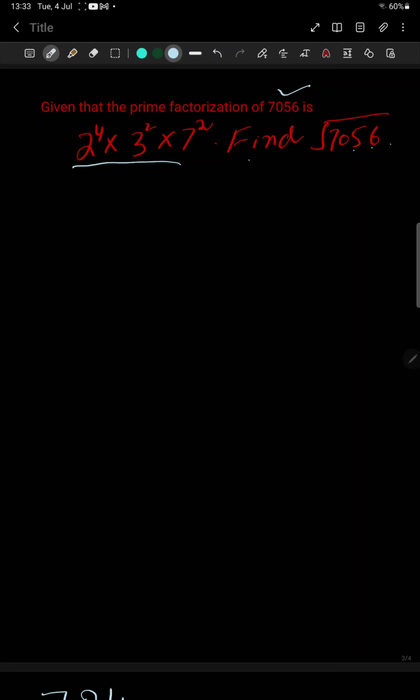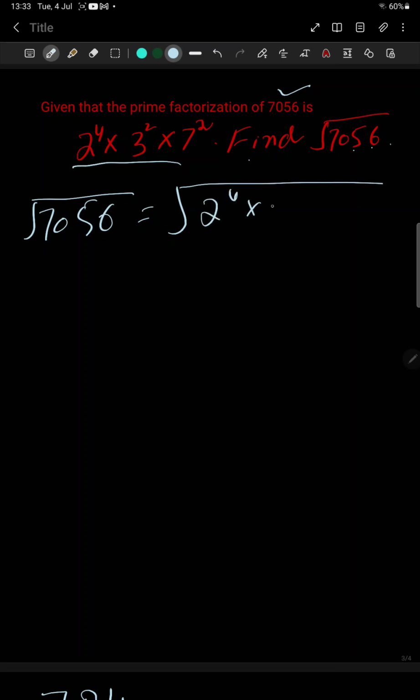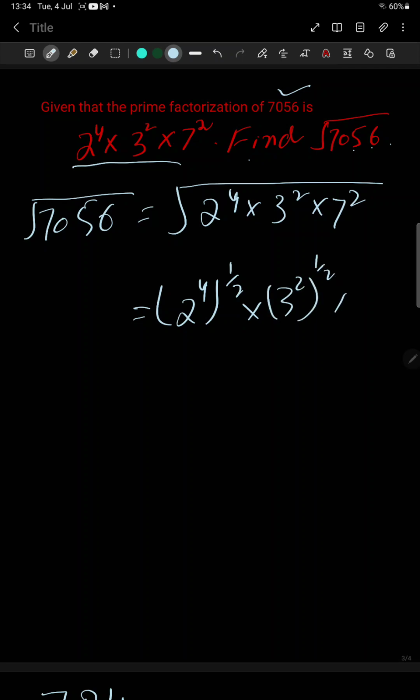So what we need to do, we will write the square root of 7056, and instead of writing the number we will write the prime factorization of this number inside the square root, and then we will write in the form of powers. This is 1 by 2, this is 1 by 2, and this is 1 by 2.